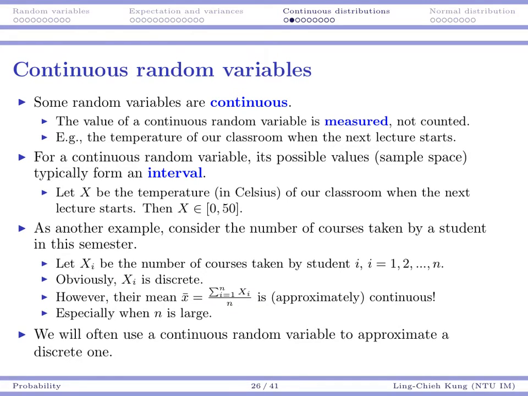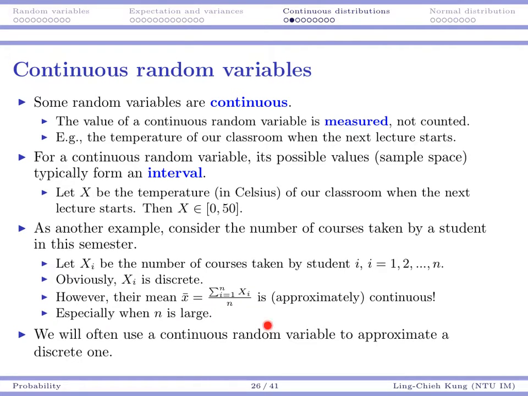Okay, so as another example, suppose we want to consider the number of courses taken by a student in this semester. Then xi is the number of courses taken by student i. That's obviously discrete. It's 5 or 7 or 2, etc. But if we want to talk about their average number of courses, then especially when n is large, we know there are a lot of possible values, and basically they form an interval, if we ignore those tiny gaps between values.